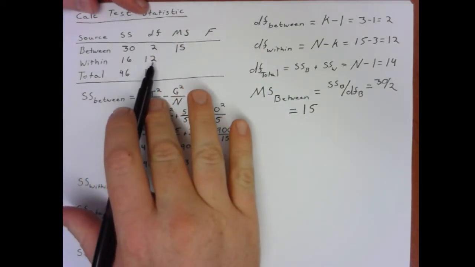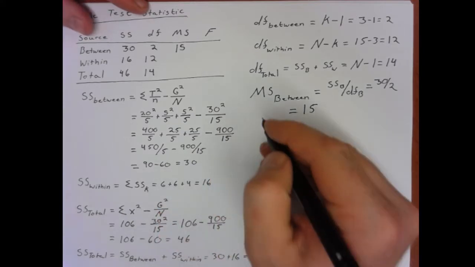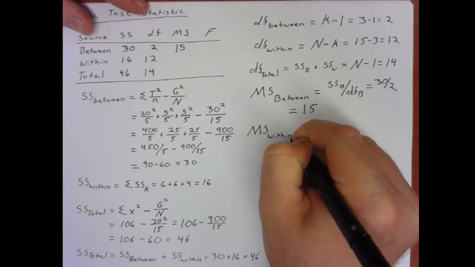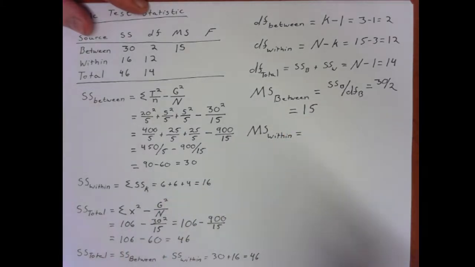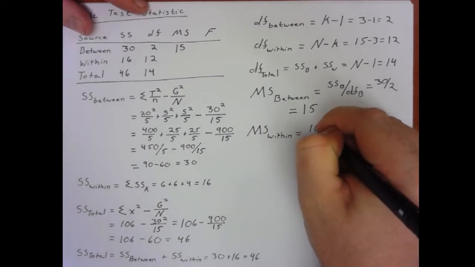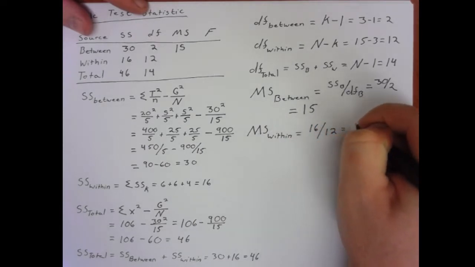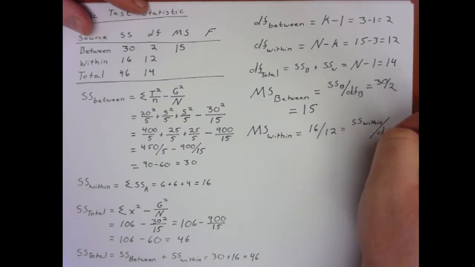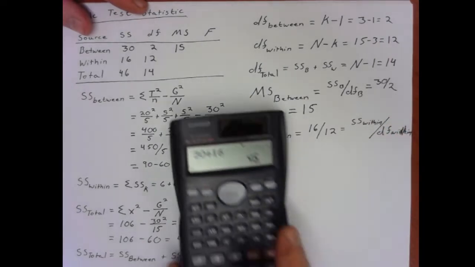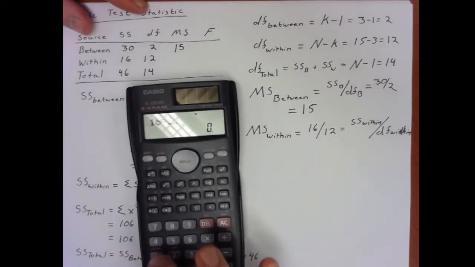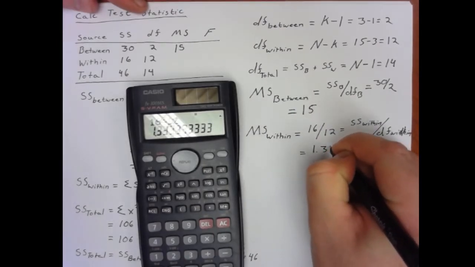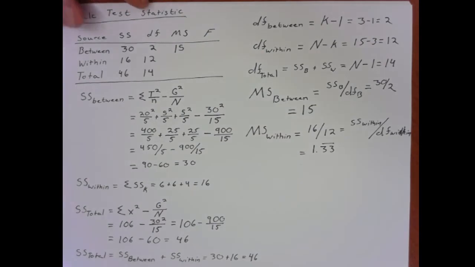Again, we could divide across the rows here, but I'm going to go ahead and write out the formula for the sake of the video. So for MS within, it's going to be 16 divided by 12, which we get from SS within, divided by our DF within. Oh, if I can spell within today. All right, so 16 divided by 12 gets us 1 1/3, or 1.33 repeating.